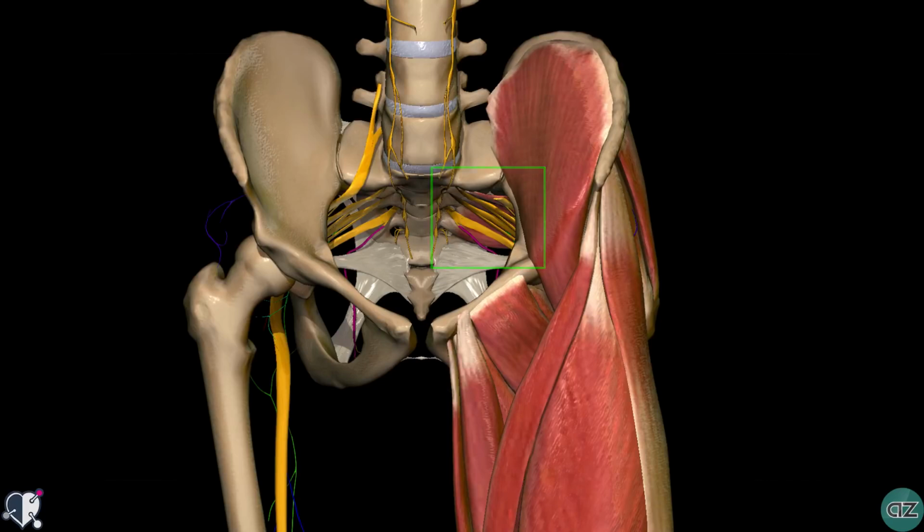This tutorial follows on from my tutorial on the lumbar plexus, and it is useful to have a knowledge of the nerves that are derived from this plexus in conjunction with knowledge of the anatomy of the sacral plexus.